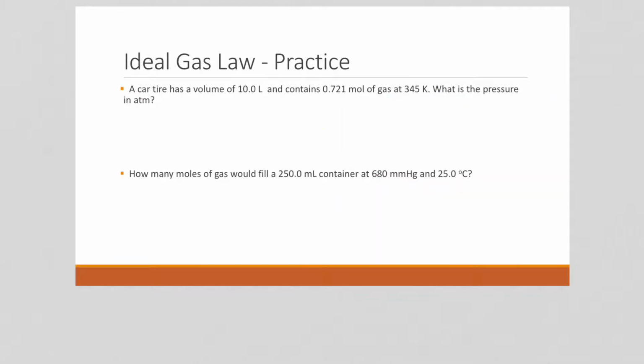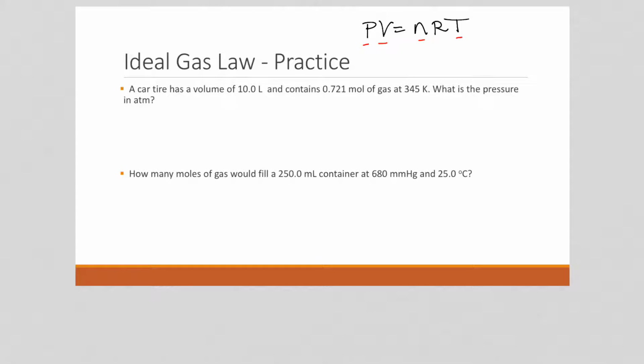Now, this law is especially useful for looking at a situation and calculating a missing variable. Remember the base equation, PV equals nRT. This equation is good when I know 3 out of my 4 variables: pressure, volume, moles, and temperature. If I know 3 out of those 4, I can use the ideal gas law to calculate the missing one. So let's jump right into a practice.